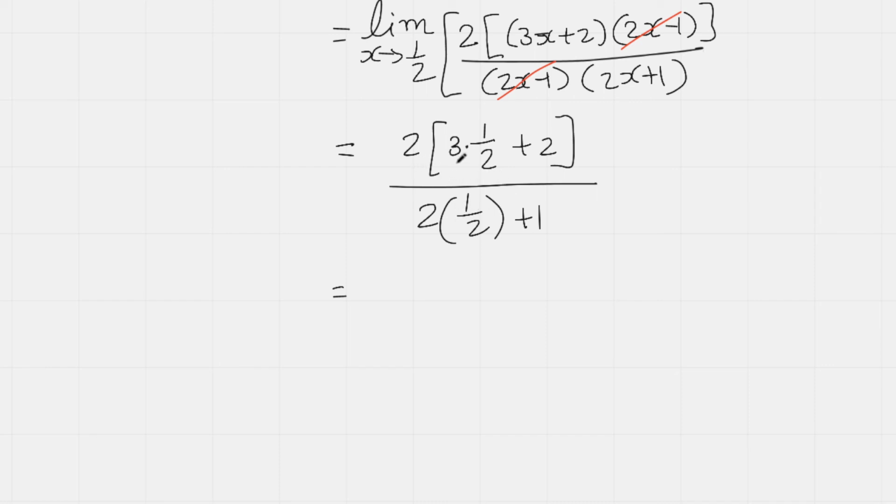So 2 times 3 over 2 is 3 plus 2 times 2 is 4, whole divided by 2, and 2 from the denominator gets cancelled, so we will have 1 plus 1 in the denominator. So this is equal to 3 plus 4 is 7, and in the denominator 1 plus 1 is 2. So our limit is 7 over 2.